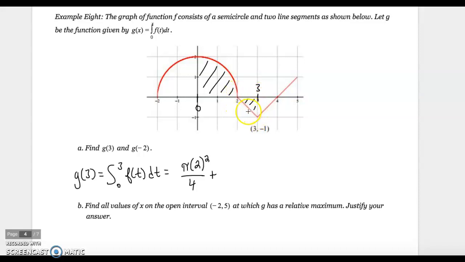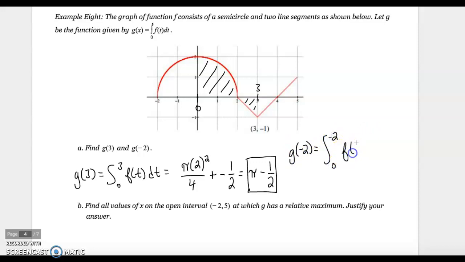1 times 1 divided by 2 would be 1/2, but it is negative because it's below the x-axis. And so when I find my actual final answer for this, I end up with pi minus 1/2, because your 4's cancel, and then it's 1/2. So that would be what g of 3 actually equals. And then to find g of negative 2, we do the integral from 0 to negative 2 of f of t dt.